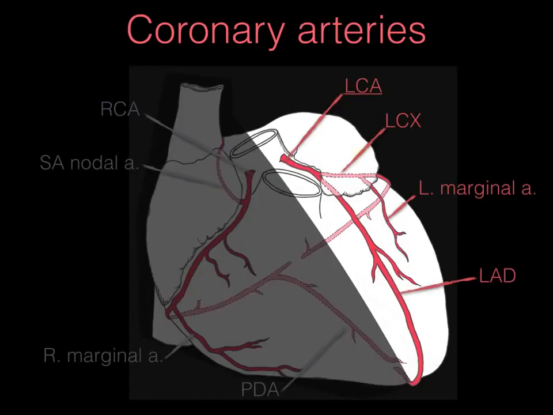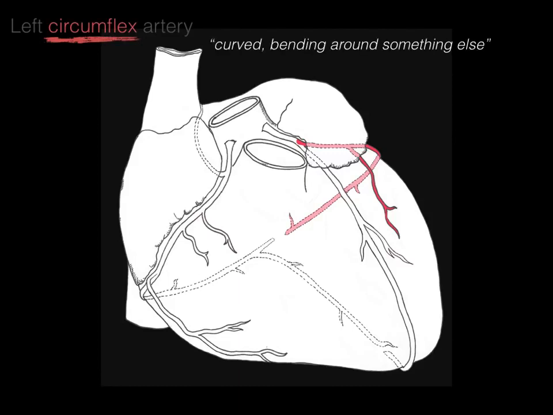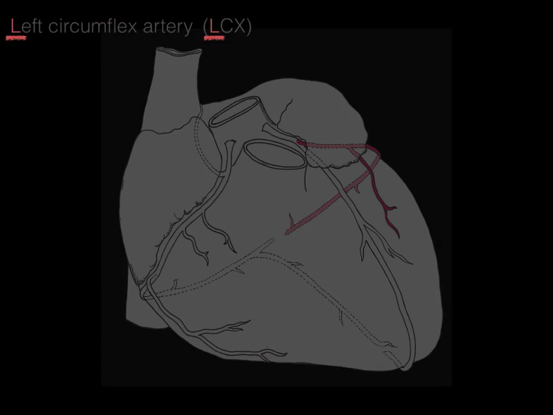All right, so now we've got the LCX, left circumflex artery. And the left marginal, its branch. So there's the left circumflex artery highlighted in red. Left because it comes from the left coronary artery, and it's also the left side of the heart. Circumflex because the word circumflex means curved, bending around something else. So watch this. Left circumflex goes around the coronary sulcus and all the way on the back side, curved and bending. L for left, C for circumflex, as well as X for circumflex.